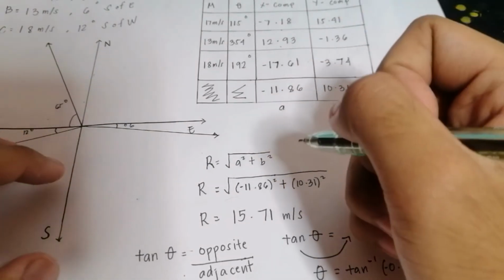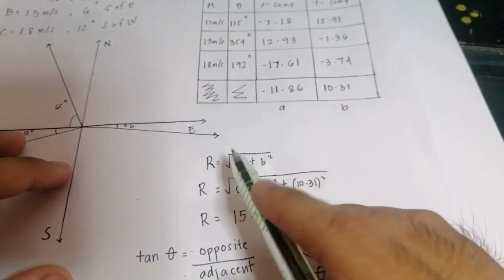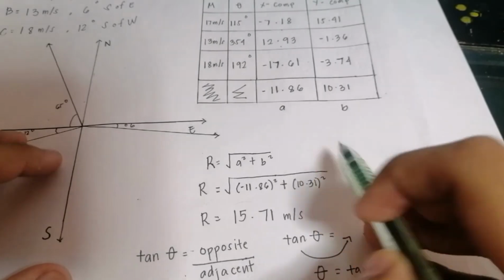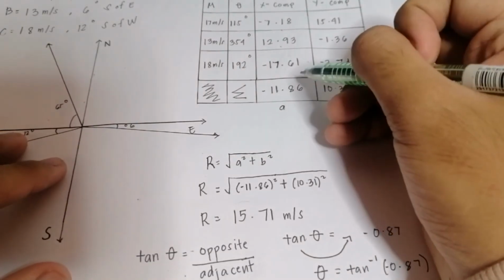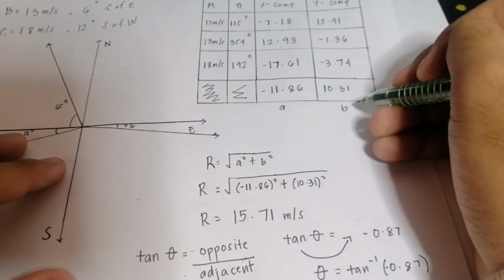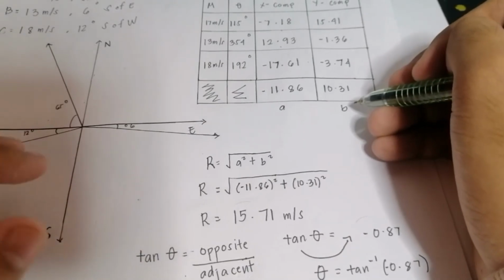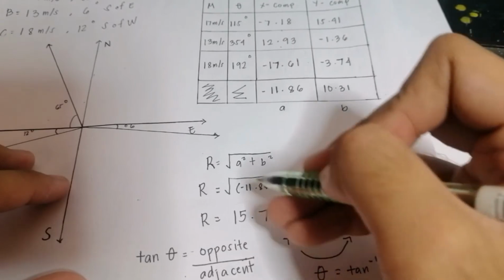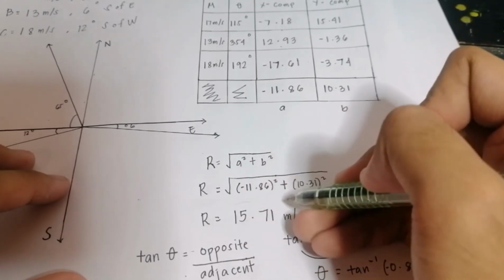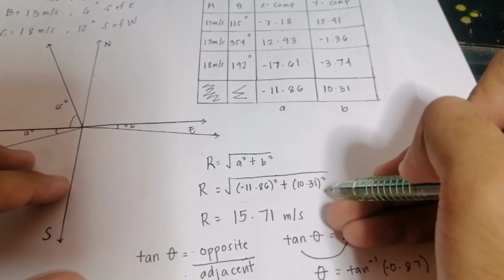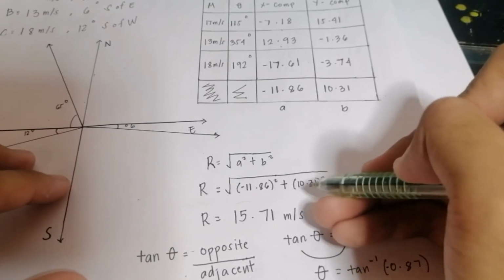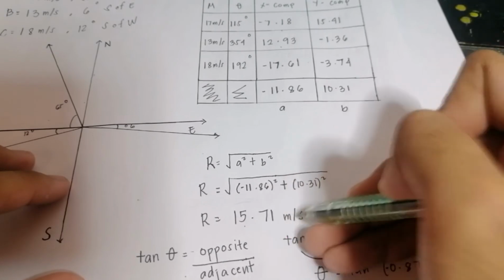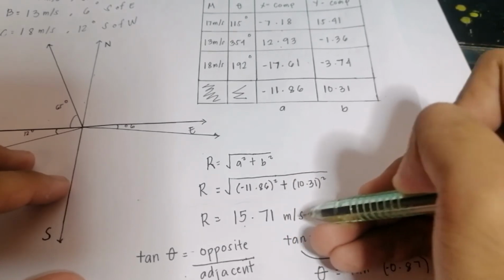To get the resultant, the formula is r equals the square root of a squared plus b squared. Now, a will be the x component and b will be the y component. So, let's substitute it. r is equal to the square root of negative 11.86 squared plus 10.31 squared. And the answer is 15.71 meters per second. Don't forget the unit.